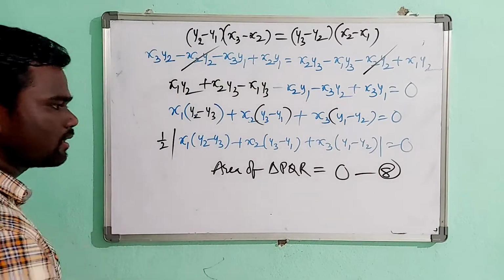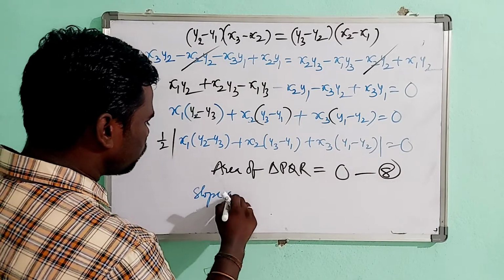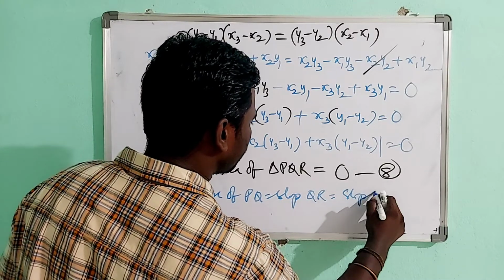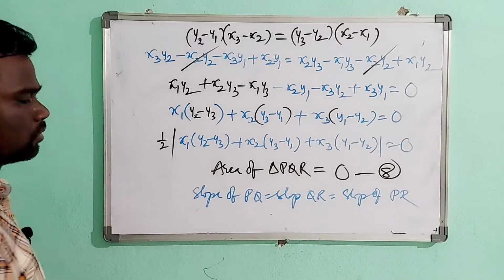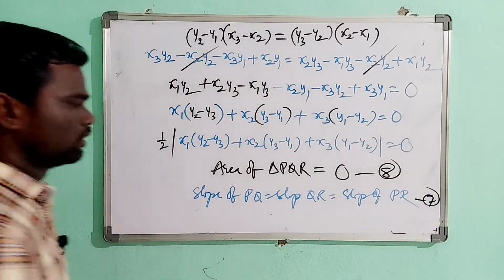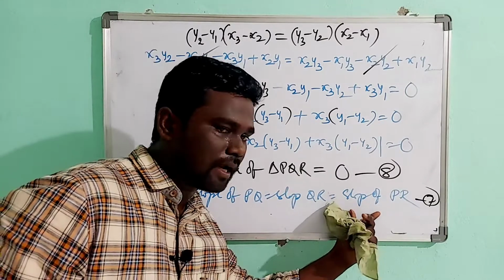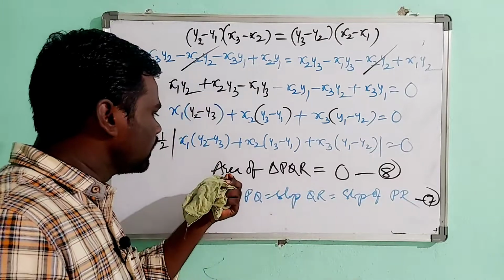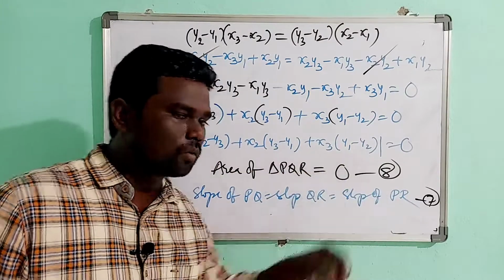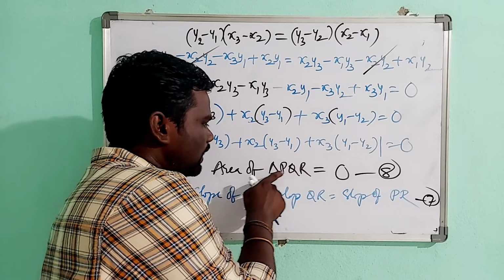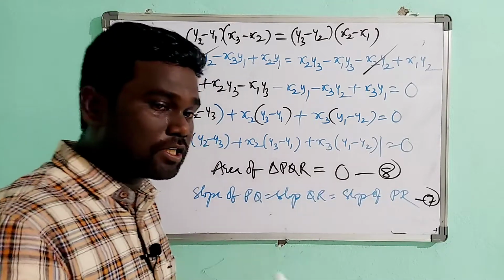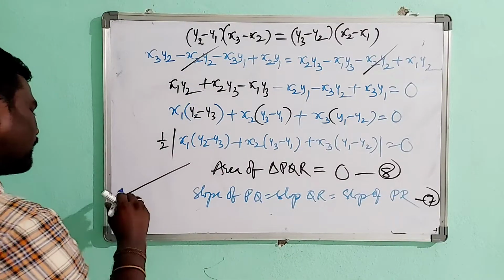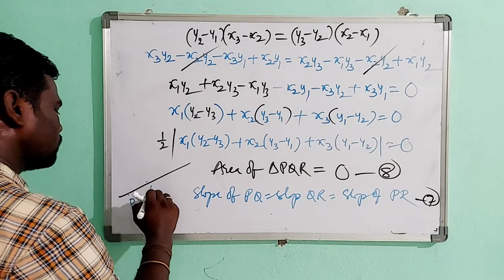So what is the 7th condition? I repeat here again: slope of PQ equal to slope of QR equal to slope of PR. So this is the 7th one. The 7th one says that all the 3 points lie on the same line. Why? Because slopes are equal, and here area of triangle PQR is also equal to 0. What is the condition for area of triangle PQR equal to 0? That all those 3 points lie on the same straight line.